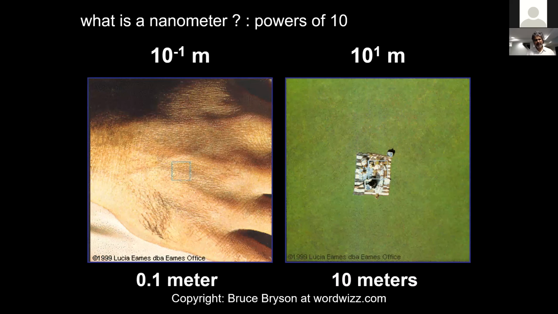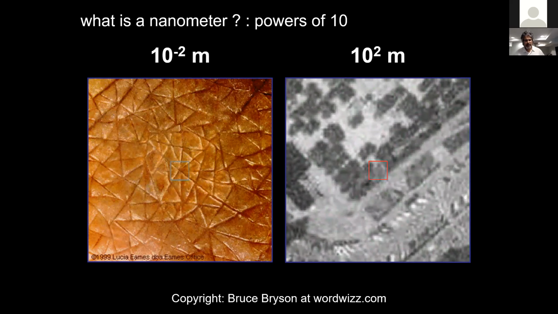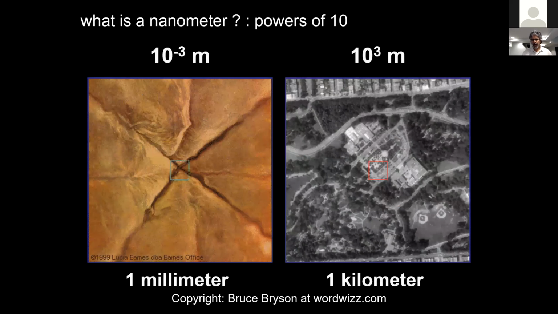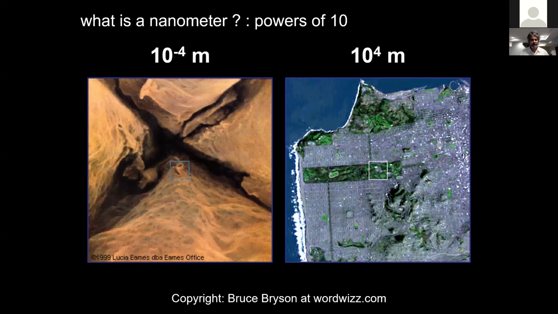So if you zoom in on the left by 1 order of magnitude and zoom out on the right by 1 order of magnitude, we have 10 to the minus 1 meters, zooming in on the man's hand, and zooming out, you can see that he's on a picnic blanket in the middle of the park. If you keep going, you can see wrinkles in the man's hand on the left. On the right, this park is Golden Gate Park in San Francisco.